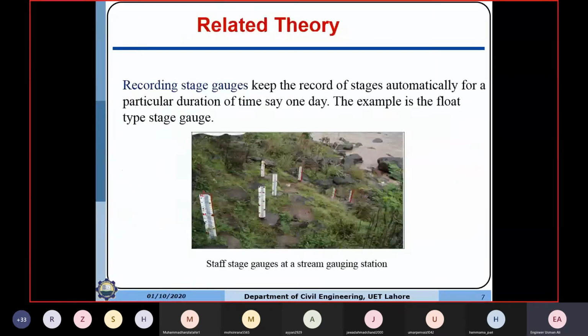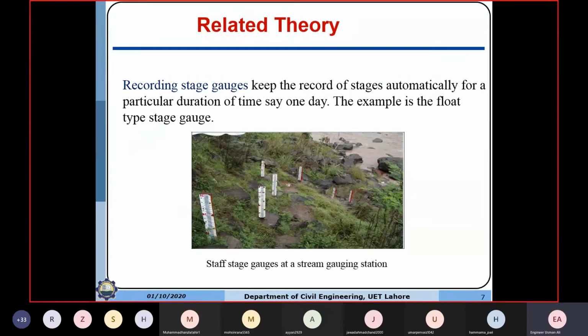And recording stage gauges are the ones which keep a continuous record of the stage automatically. You may have a graph of stage versus time. It's called a stage hydrograph. A stage hydrograph is a plot between stage on the y-axis and time on the x-axis. So you can have this sort of chart or graph which can give you an idea about the stage at any time during a certain time period, and about the increase or decrease in the stage and the rate of increase and decrease over the given time period.